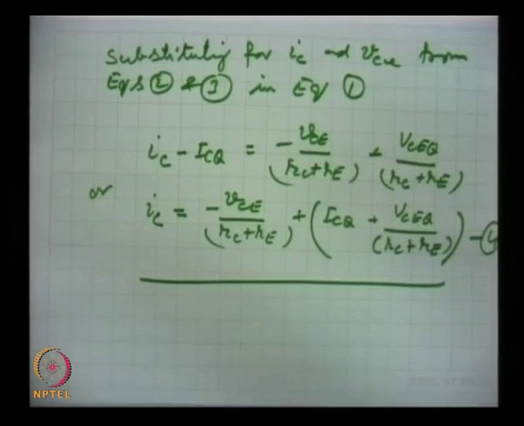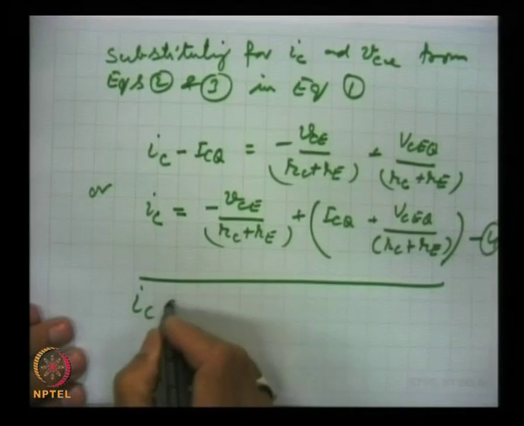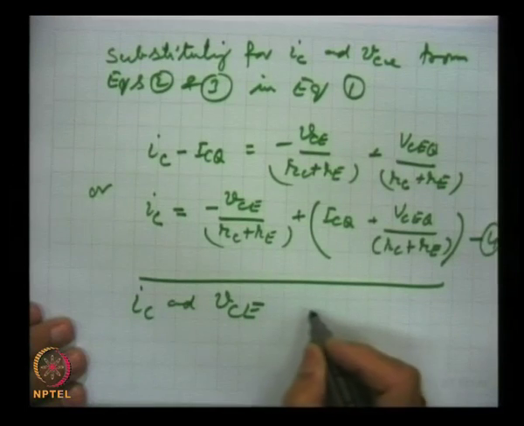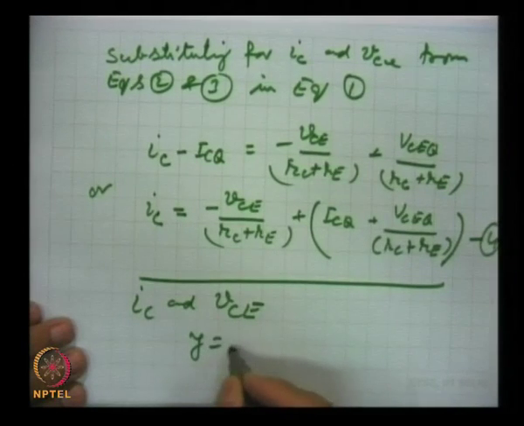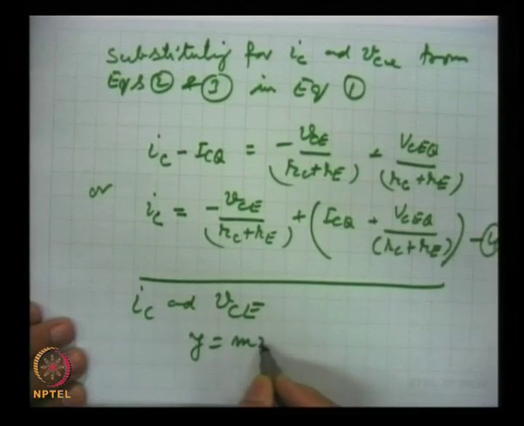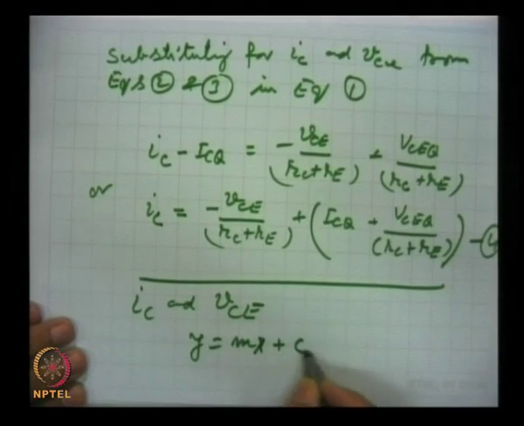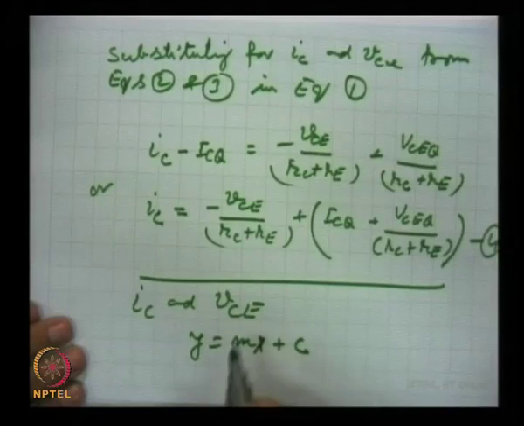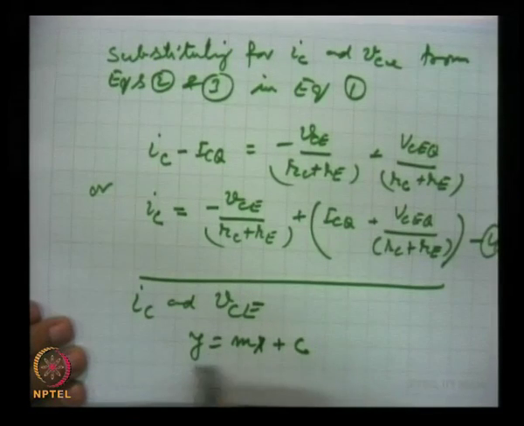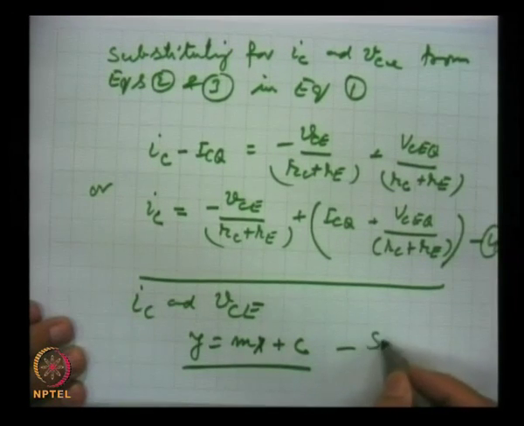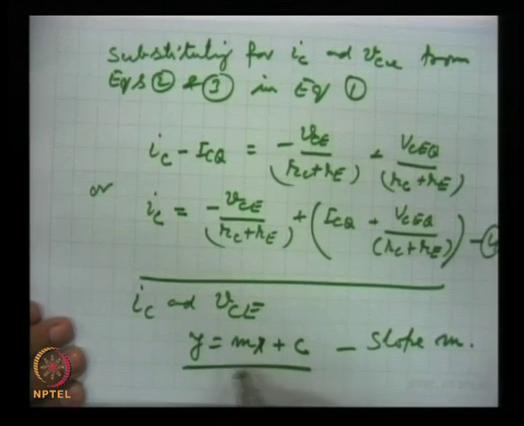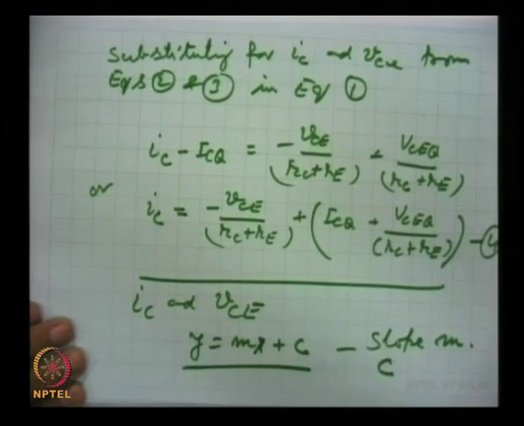This is the linear equation in IC and VCE. It is like y is equal to mx plus c, and this will have a slope. This equation has a slope of m and a vertical intercept of c.